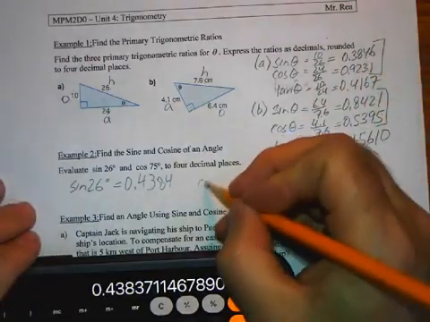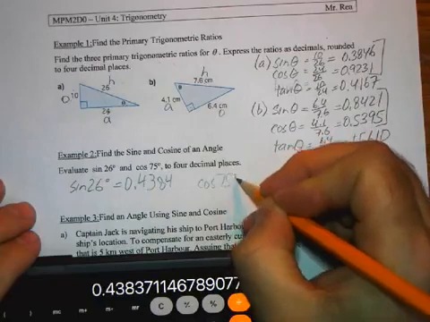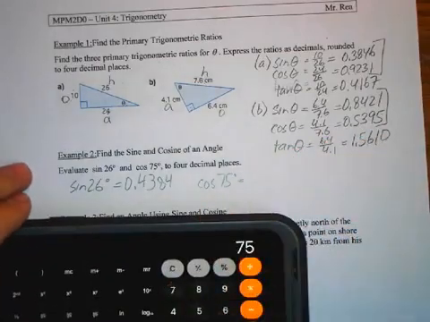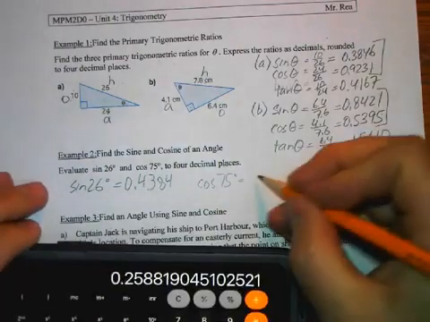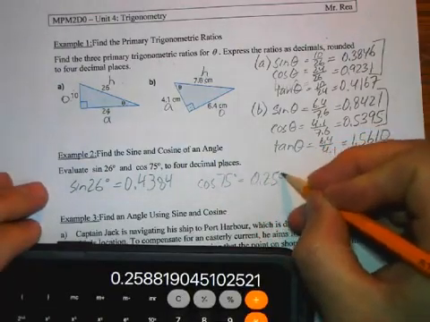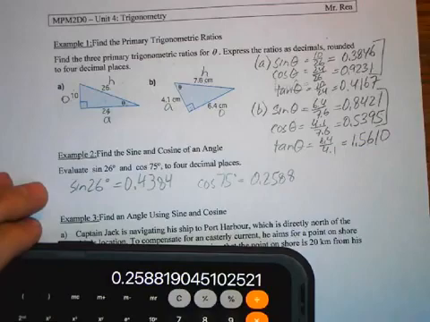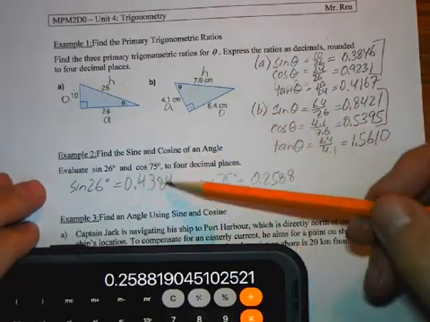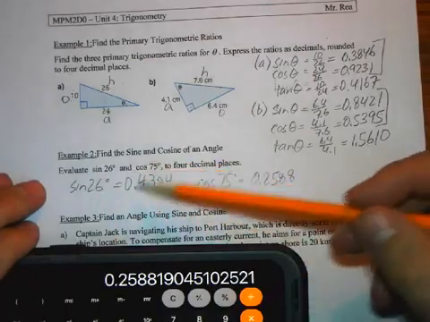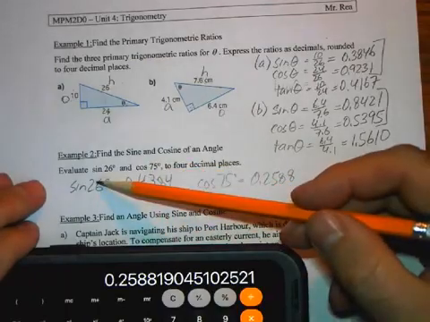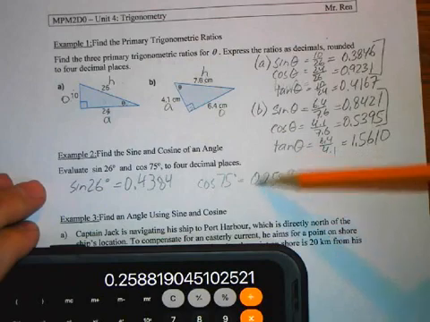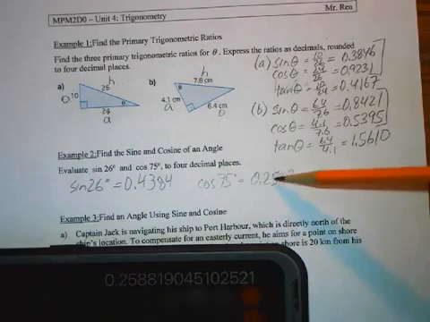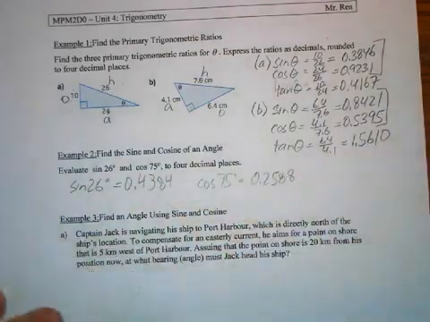And then cosine 75, same idea. You press 75 and then the cosine button. 0.2588. Now the interesting thing here, if I took that number and did sine inverse, I would get back to the 26 degrees. If I did cos inverse of this, I get 75. So it undoes the cosine and the sine functions.